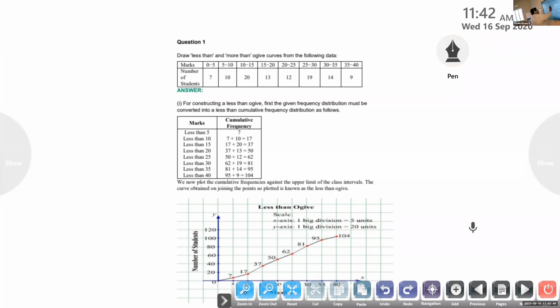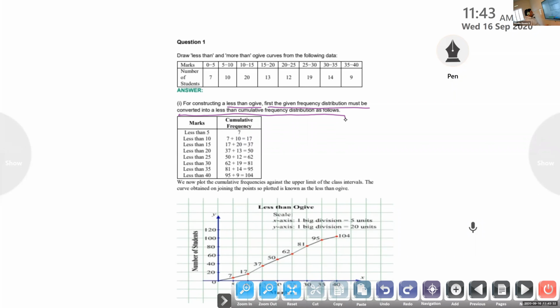For constructing less than ogive, first the given frequency distribution must be converted into less than cumulative frequency distribution as follows. In the less than method, you want to add. Just write that table. Marks: classes 0 to 5, 5 to 10, 10 to 15, 15 to 20, 20 to 25, 25 to 30, 30 to 35, 35 to 40. Frequency, number of students: 7, 10, 20, 13, 12, 19, 14, and the final one is 9.